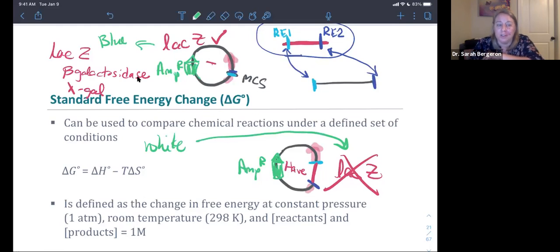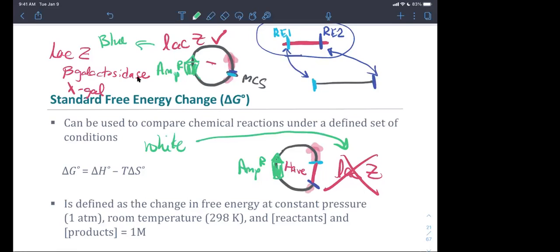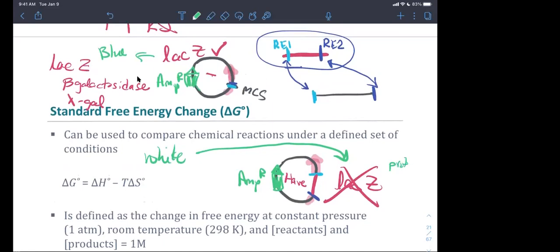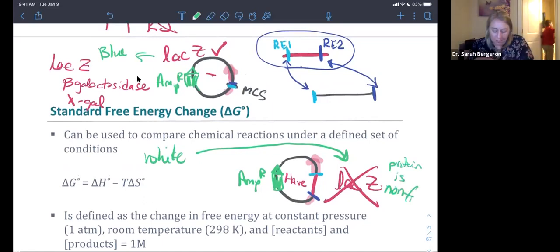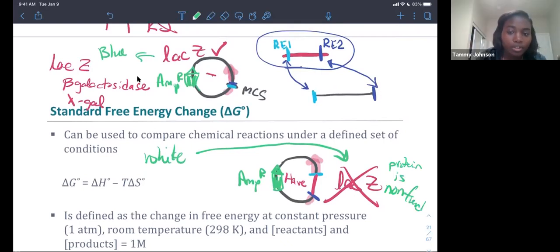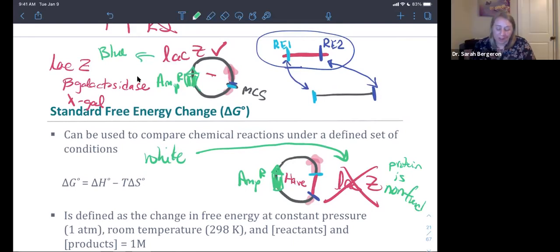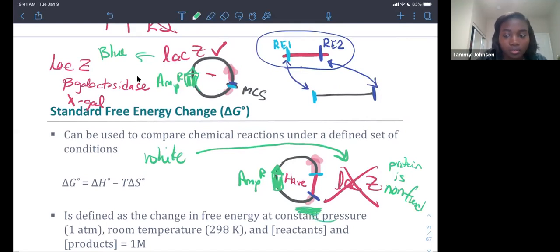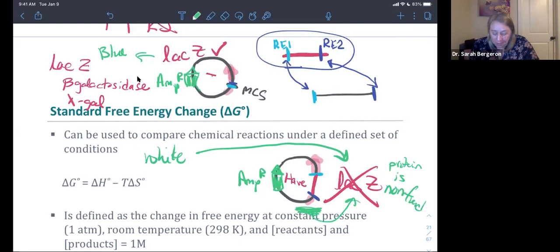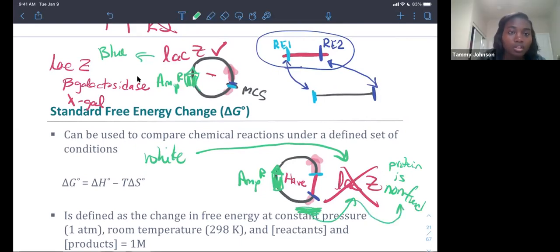Edward, does that answer your question? No problem. So if the insert works, then the protein can't do the job? Yep, the protein is non-functional. Any other questions? I'm sorry, you said if the LacZ works, then the protein is non-functional? No. If LacZ is interrupted, it won't express it, and if it doesn't express it, then the protein is non-functional, right? It can't do its job.